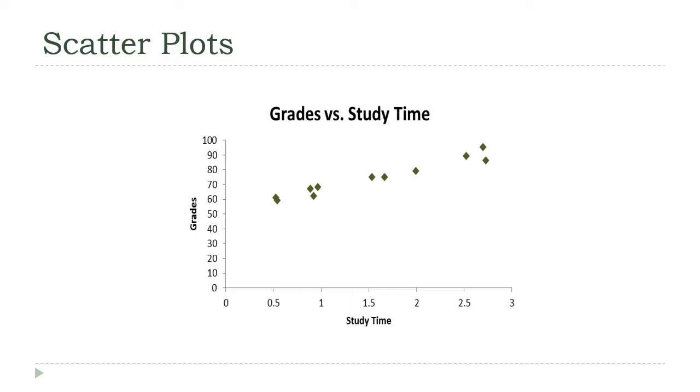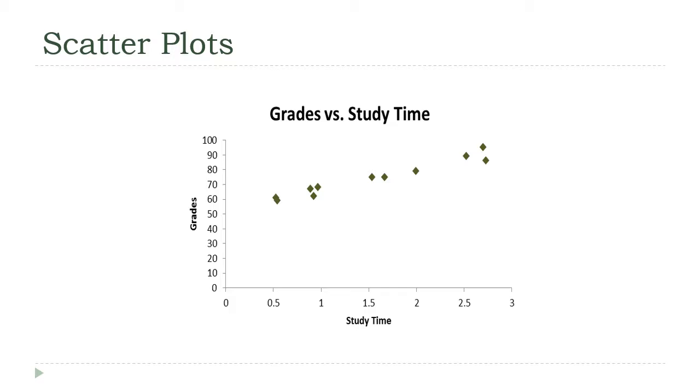Now, in situations where you have two variables being measured, for example, grades and study time, a scatter plot gives you a way to look for a relationship between the two. So by putting one variable on each axis, then treating the paired results as ordered pairs, we get a graph like this one called a scatter plot.